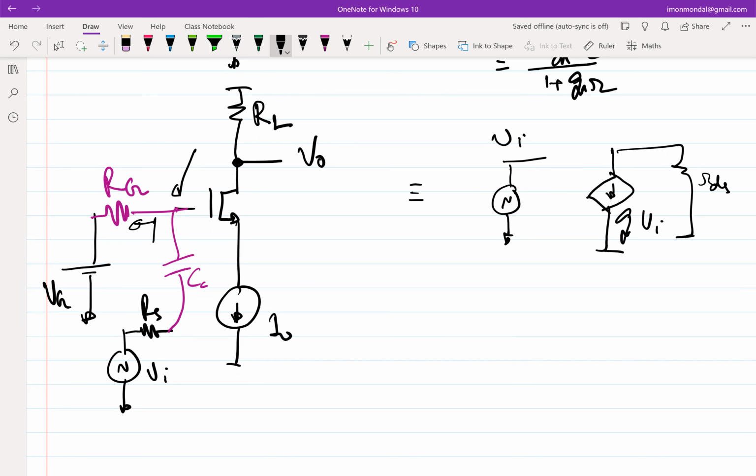Other way of looking at it is that this constant current is flowing through RL also, right? Because the constant current is flowing through the transistor, constant current is flowing through RL, which means V naught is stuck. V naught is stuck at VDD minus I naught RL. It cannot move. So if it cannot move, obviously my gain is 0. Okay, so then what should we do?